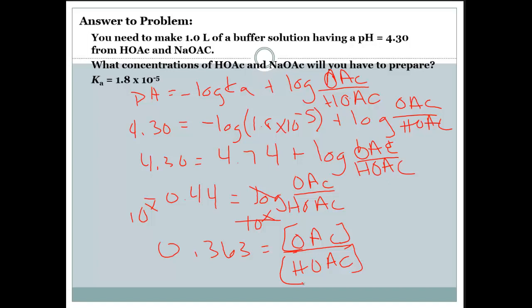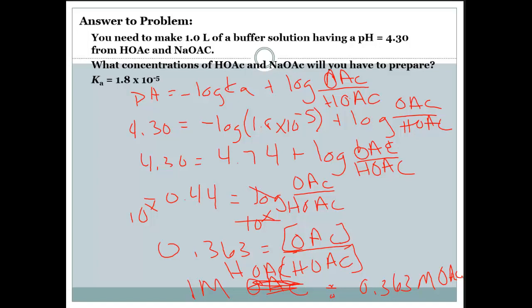So that is going to be a ratio. So for every 1 molar of the acid HOAc, we're going to need 0.363 molar of the base. Every 1 molar, that would be the ratio, every 1 molar of the acetic acid, we would need 0.363 molar of the sodium acetate.